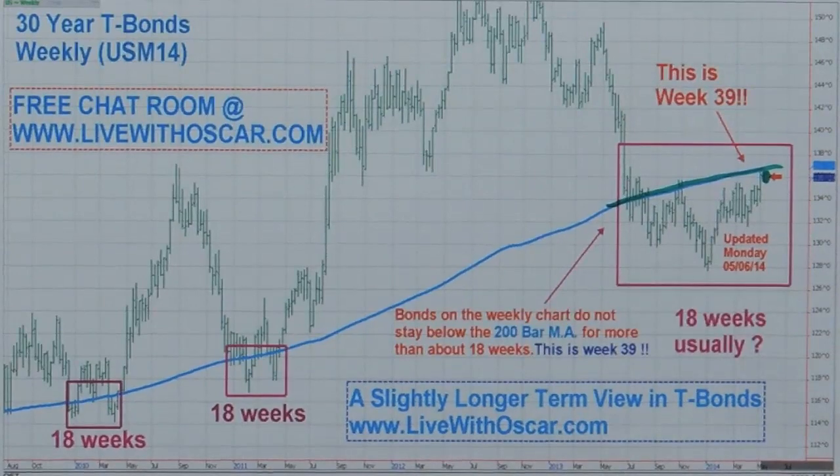Now, no one can fight the Fed. No one's big enough, no one's got thick enough muscles or a big enough war chest to fight the Fed. So we're not getting involved in bonds until it actually does crack, and then you'll start hearing from me with bond omnis. Traders, pull your own charts, do your own homework, and meet me at livewithoscar.com.